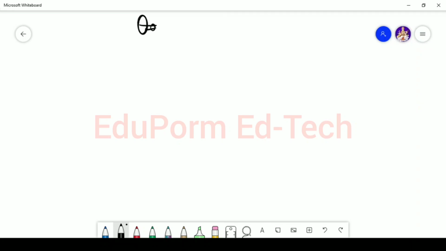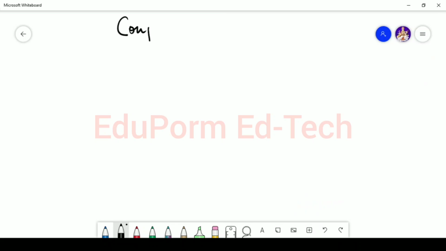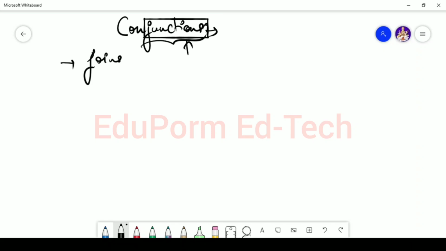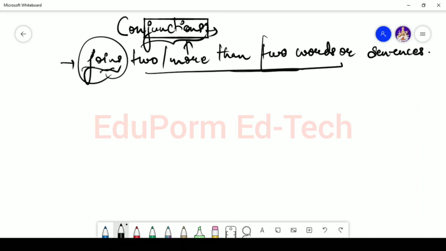Today we are going to talk about conjunctions. Okay, now what are conjunctions? Conjunction means if you see this word you will understand that they are saying about junctions. Conjunctions mean conjoining the junctions, which joins two or more than two words or sentences. So conjunctions basically help in joining two or more than two words or sentences. Okay.